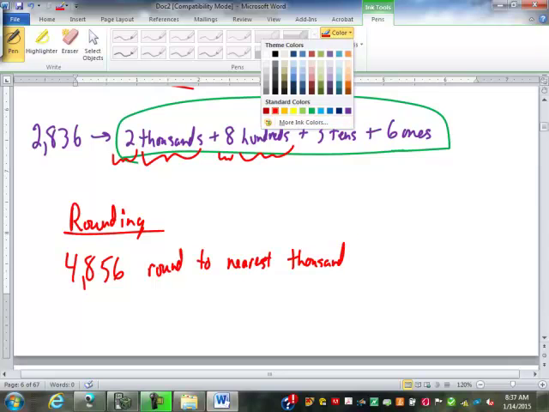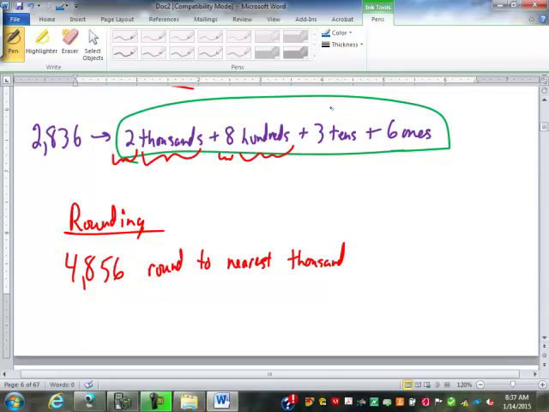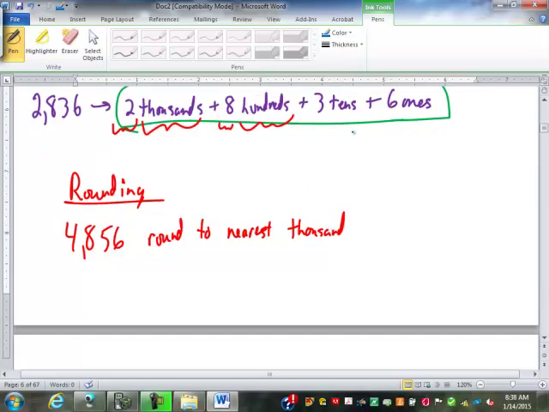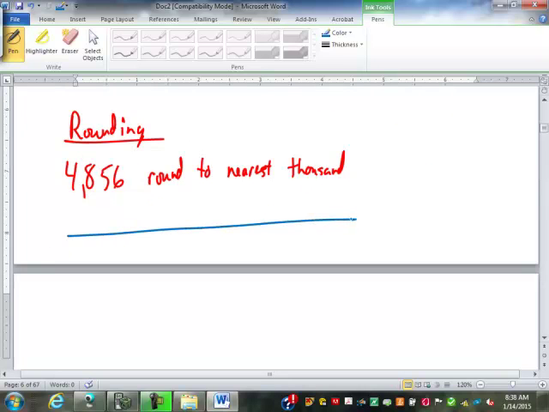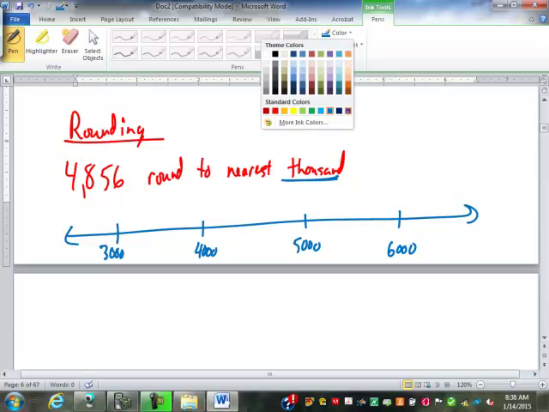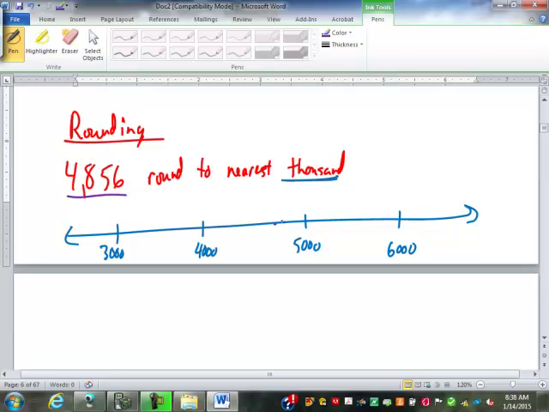Now, most of you know how to do that, but before we actually do it, let's look at what that means. When you're being asked to round to the nearest 1,000 or nearest whatever, it implies that we're working on a number line. Round to the nearest 1,000 tells us we have a number line that is labeled in thousands. So this would be 3,000, 4,000, 5,000, pretend these are equally spaced, 6,000, and so on. And our number, 4,856, is on the number line.